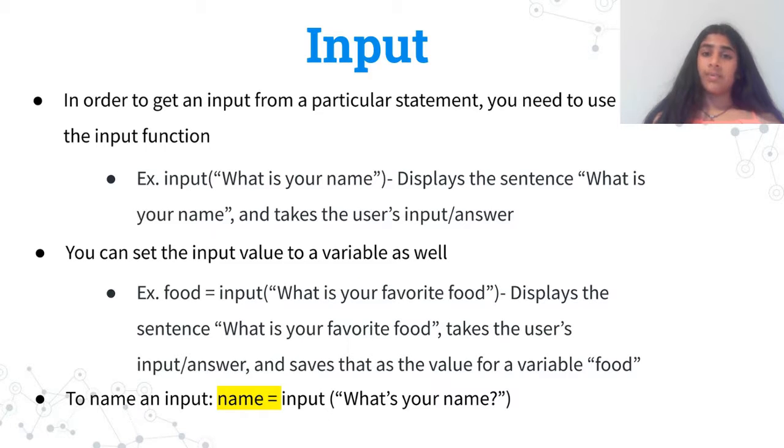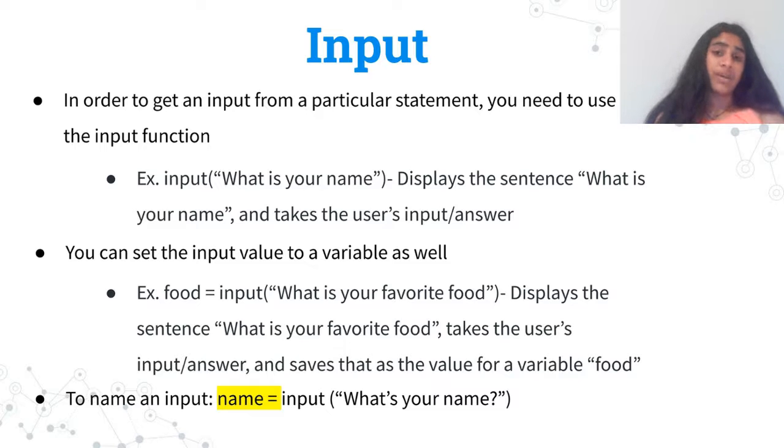Another example of an input is one using variables. So you could set the variable to food. Food equals input, what is your favorite food? And then it would display that sentence, and you would write whatever your favorite food is. So let's say my favorite food is pizza. I would write pizza, and it would change that to the variable value. So now you're telling it that food equals pizza.